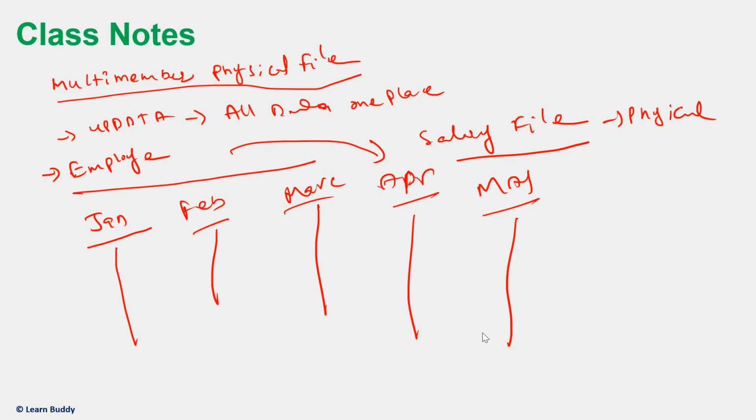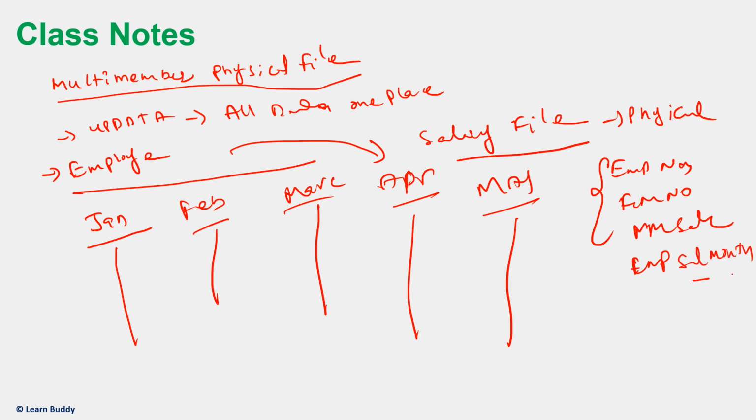My physical file structure would be the same. In the salary file, I basically have the employee name, employee number, and employee salary. Only three fields, and one more field, the employee salary month. So the four fields we will add are employee name, employee number, employee salary, and employee salary month. I'll make the key field the employee number. So these are the four fields I have in the file.